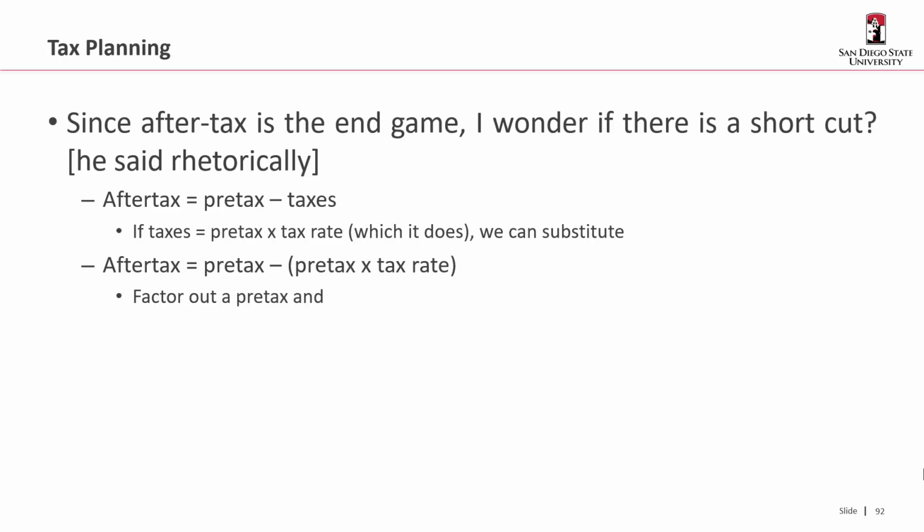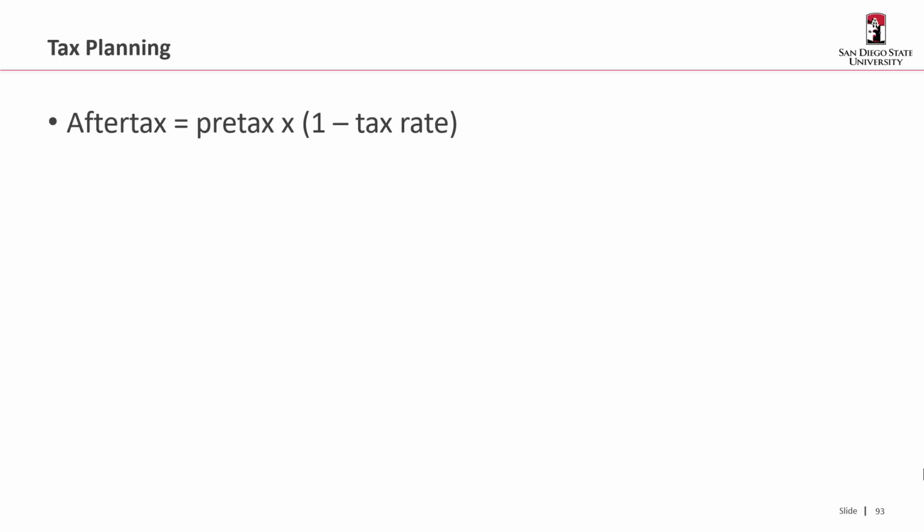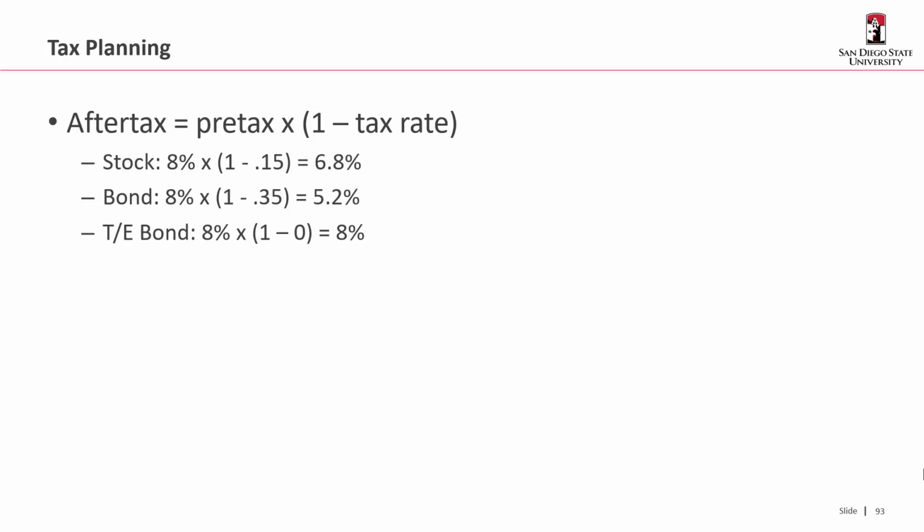Now let's do a little algebra and pull pre-tax out of the right side of the equation. So then we're left with after tax equals pre-tax times 1 minus the tax rate. And this is a perfect shortcut that we can apply to the previous example. So let's do so. Stock was 8% with a 15% tax rate. That will yield an after-tax return of 6.8. The bond, 5.2. And of course, the tax-exempt bond, 8. So you can see that this little shortcut is a handy way to get to the after-tax return or cash flow or whatever it is you might be looking to examine.